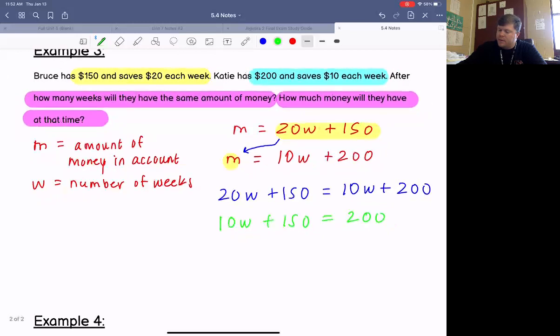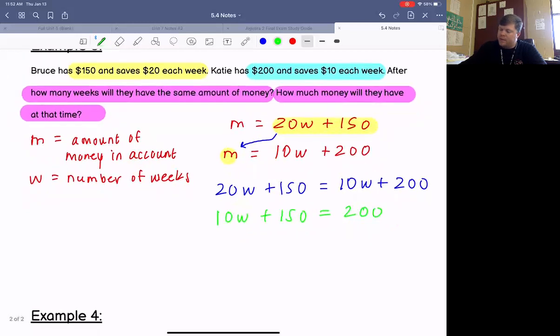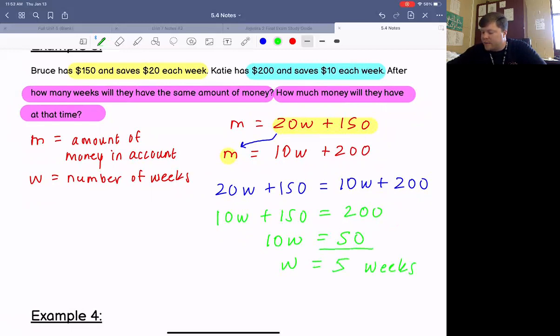So it's going to be 10W equals 50. W equals 5 weeks. Okay, now we got our number of weeks. So after 5 weeks, you know, Bruce and Katie will have the same amount in their bank account.